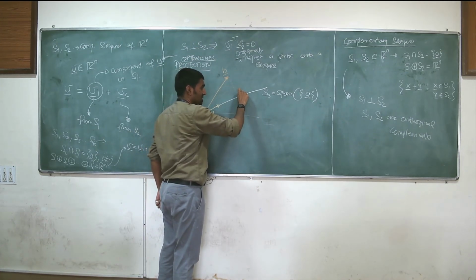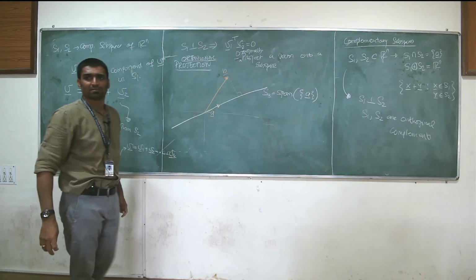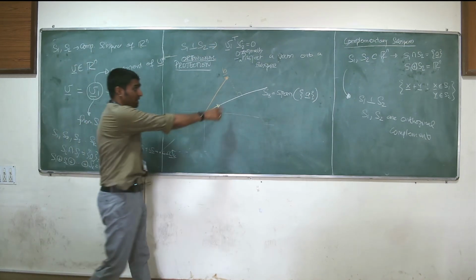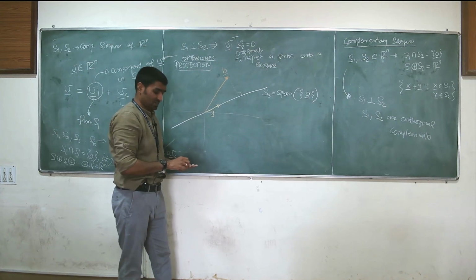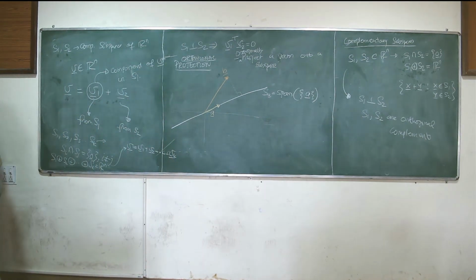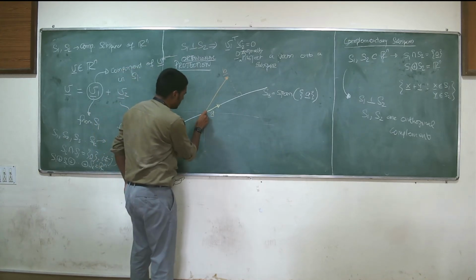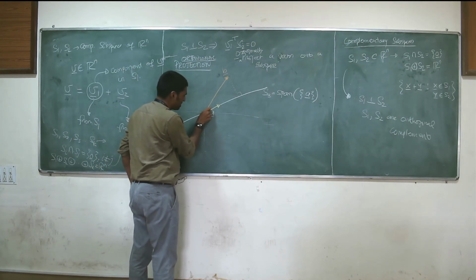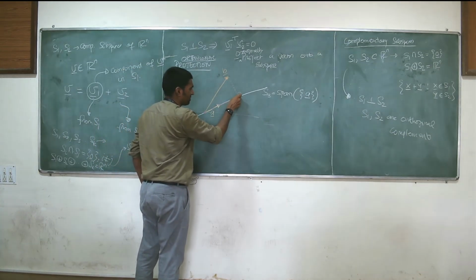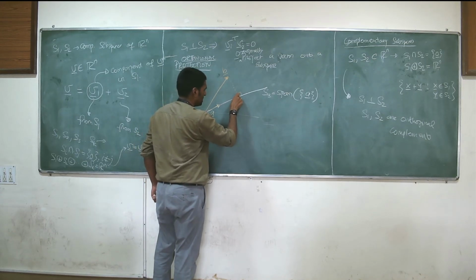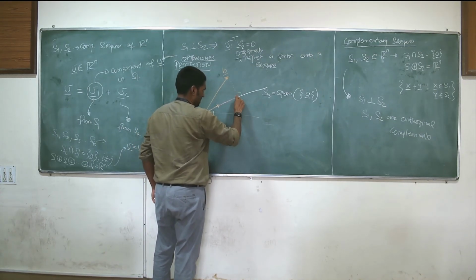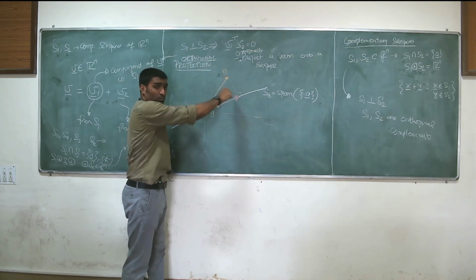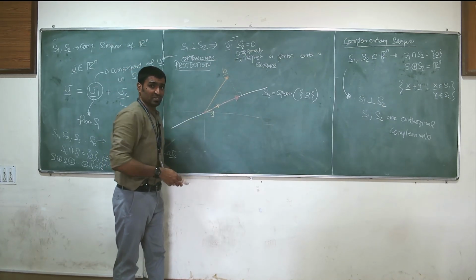And that line is perpendicular to the subspace. You find out where that line meets the subspace. And then you draw a vector from the origin to where the perpendicular line meets the subspace.